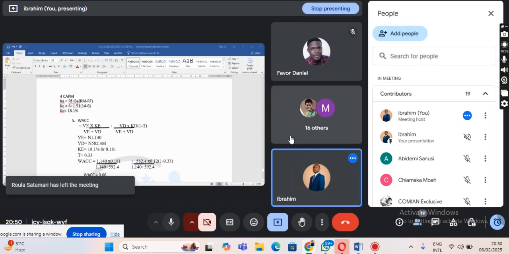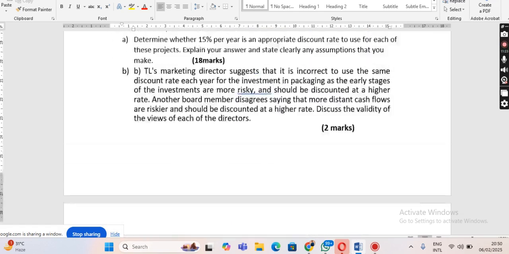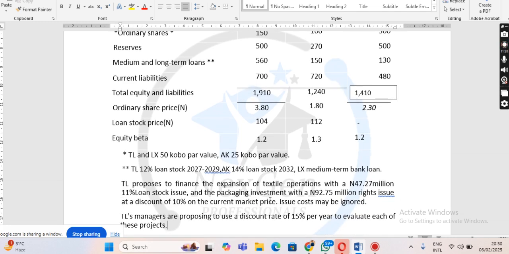So if this is 0.66, what of the second part? The second part is what? Plus, what do we have? Give me the figure. What do you have? Queen, are you still with us? Yes, sir, I'm here.